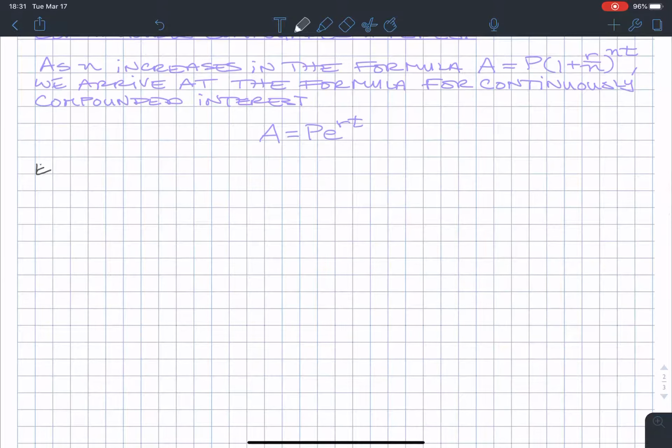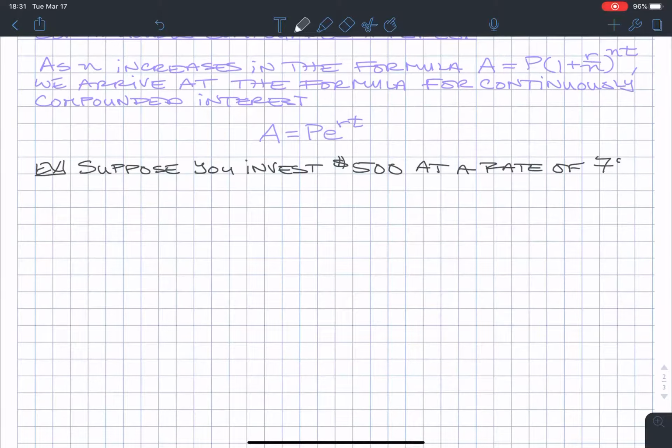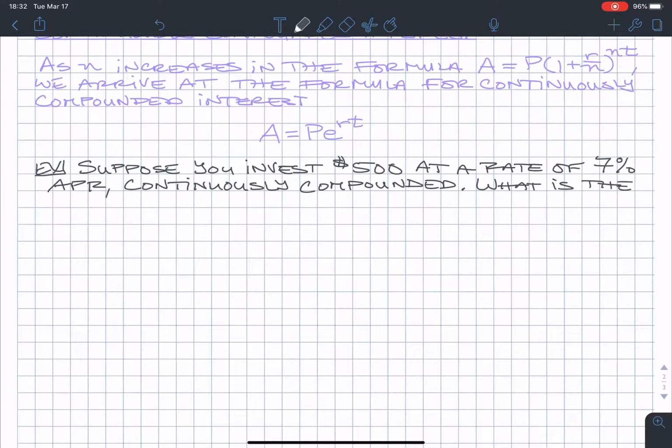So for example, let's suppose you invest $500 at a rate of 7% APR, annual percentage rate, continuously compounded. So what is the amount after 2 years?